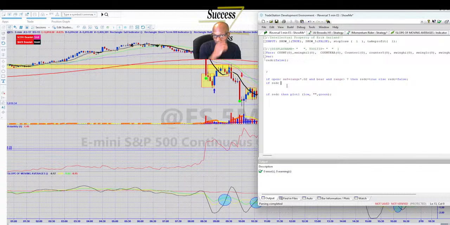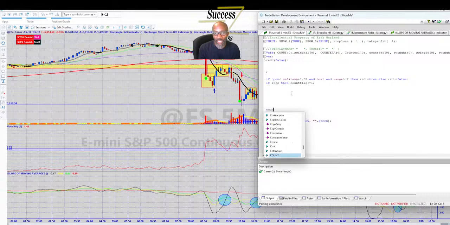So if red C, then we're going to count, we'll call it a flag. We're going to count flag plus equal to 1. So we're going to count the number of bars here. So that'll be the first bar, second bar, third bar, fourth bar. So we're going to count the flag. And we need to be sure that we make the count flag equal to 0 at some point. Count flag equals 0.